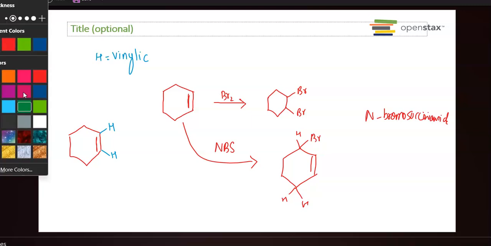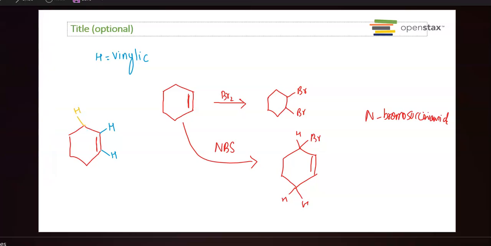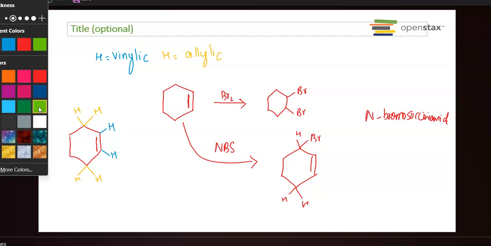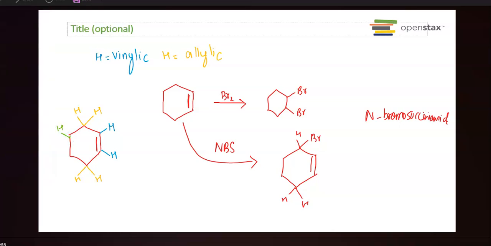Then we have the allylic, which are my orange hydrogens. Okay, so these are my allylic hydrogens. And then we also have these hydrogens here, which are my alkylic, the green ones. They are the alkylic hydrogens. So when this reaction happens, reaction with NBS, only allylic hydrogens are targeted.